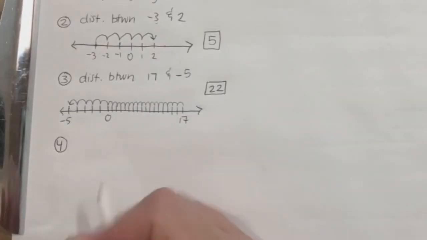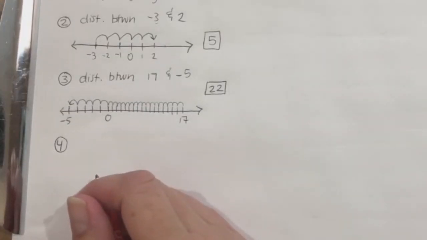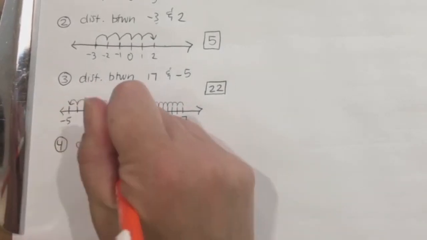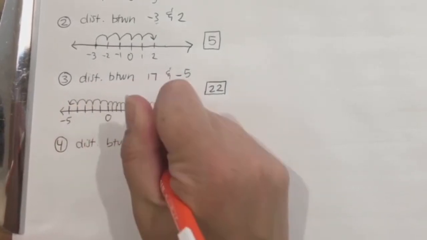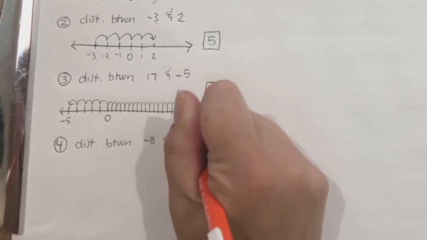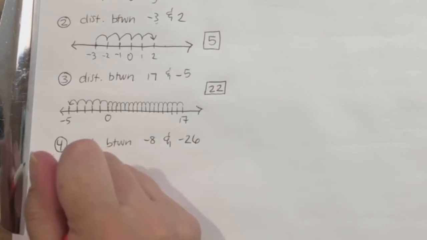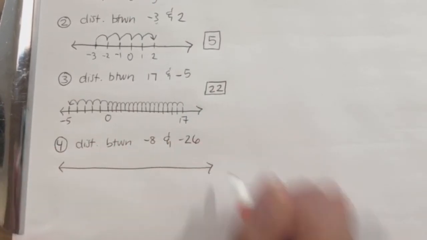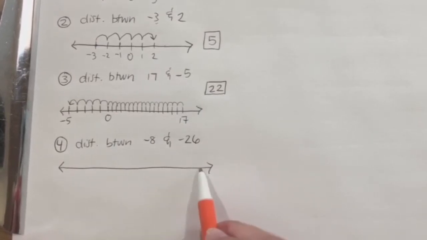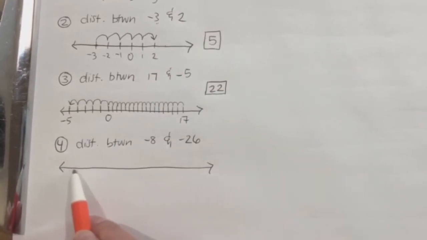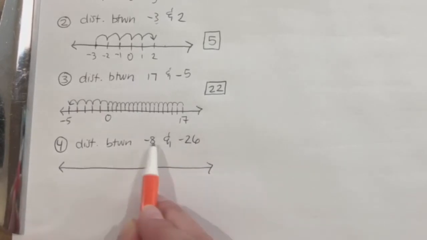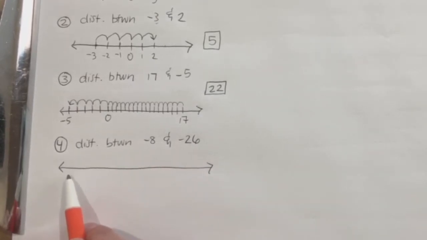All right. Number 4, find the distance between -8 and -26. So dist between -8 and -26. Alrighty. So let's start at -26 and then we'll move up until we get to -8, because -26 is going to be farther to the left than -8 because it's more negative.